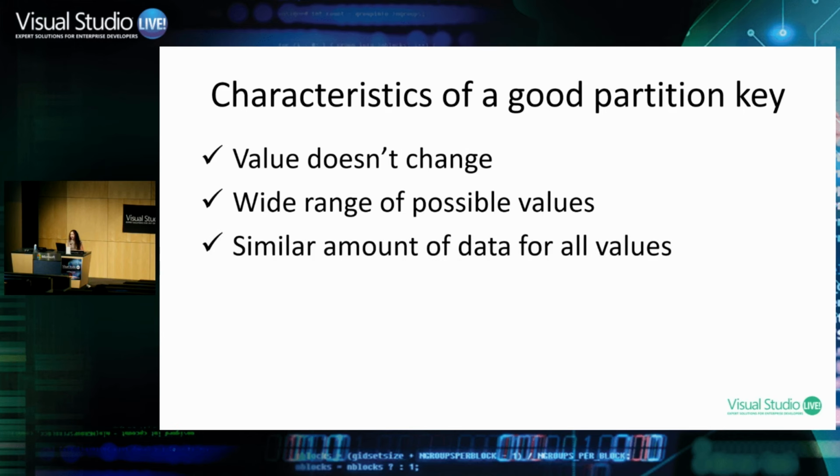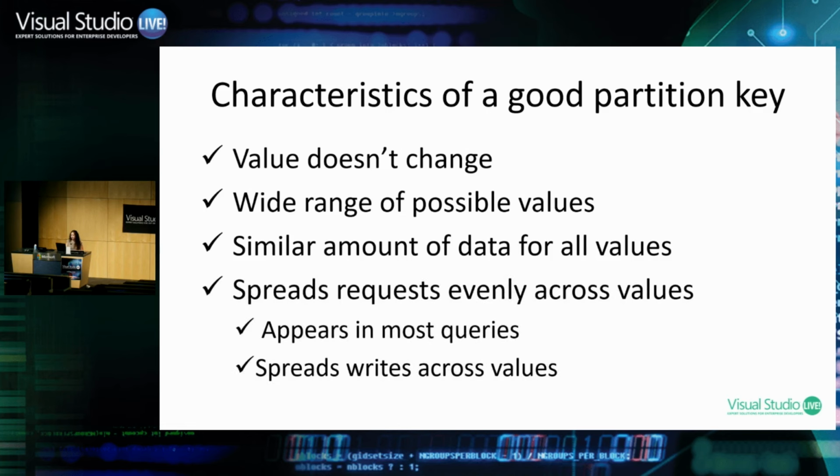You want to pick a key that has a similar amount of data for all values so that when that data is distributed, all of your partitions roughly have the same amount of data. And lastly, you want to make sure that the key spreads your requests evenly across those values. So we talked a little bit about queries. You want to make sure that you're querying across all of the possible values, but you also want to make sure that your writes are spread across values.